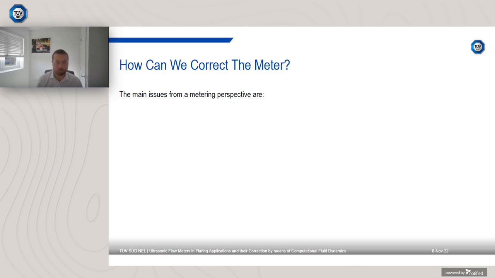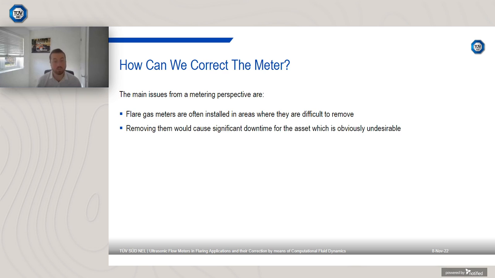Well, we've got a few issues with correcting these flow meters. Often the flare gas meters are installed in difficult locations and are therefore difficult to remove. If you can remove them, it would cause significant downtime for the asset, which is obviously undesirable. These meters can also be up to 60 inches in diameter, and the velocities can be as high as 150 meters per second. So finding a facility that can operate with these conditions is quite unlikely.